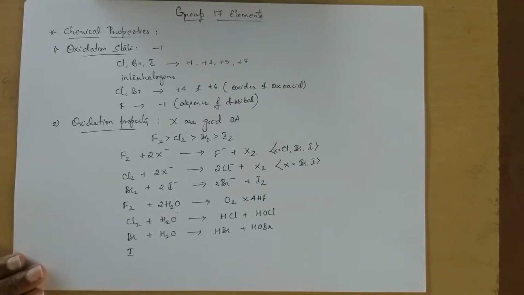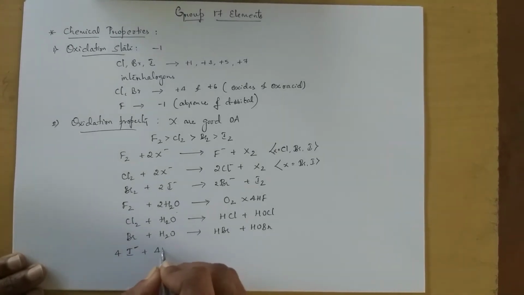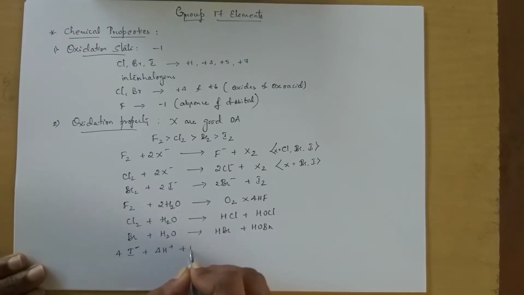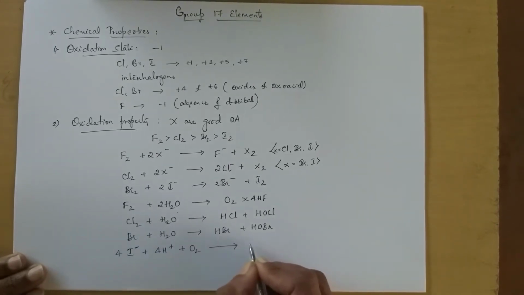Iodide ion oxidizes in acidic media to form iodine, that is, I- ion. In the presence of acidic media, that is H+, it undergoes oxidation to form iodine.